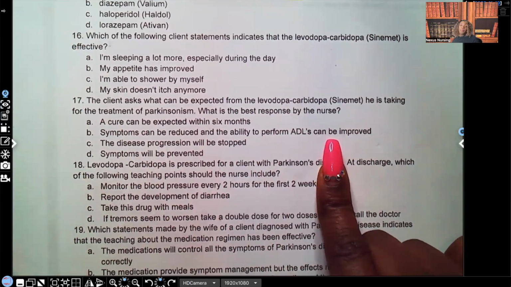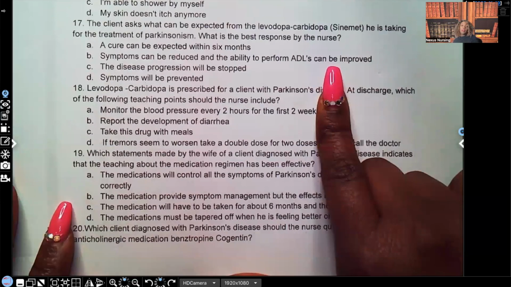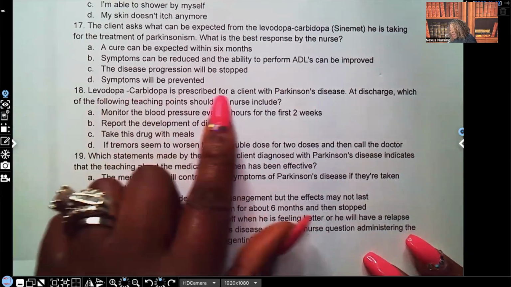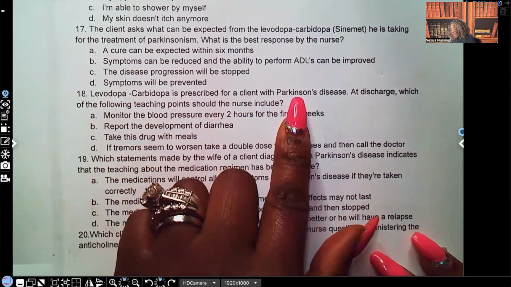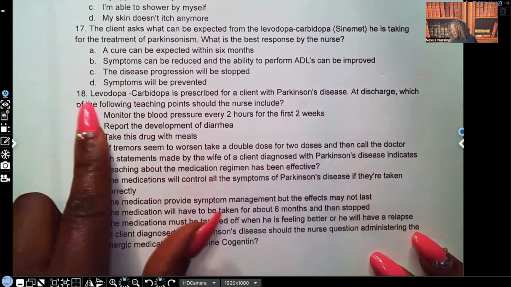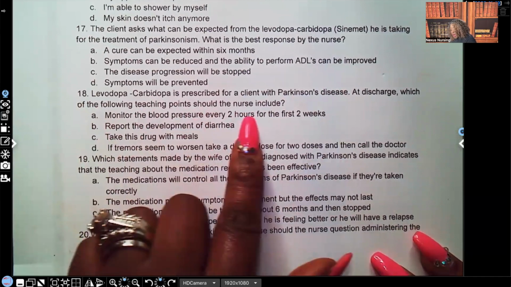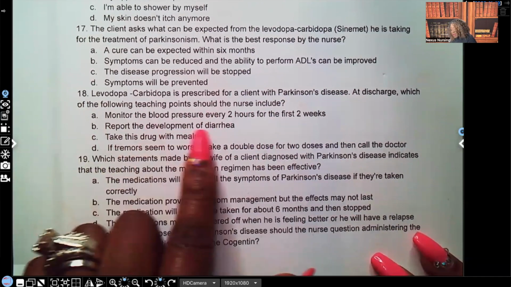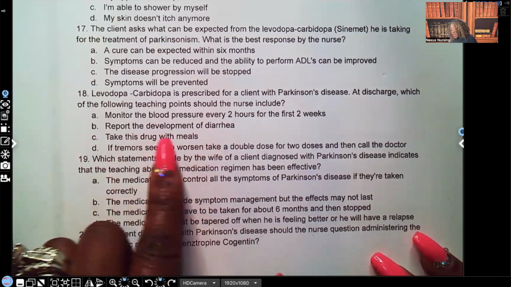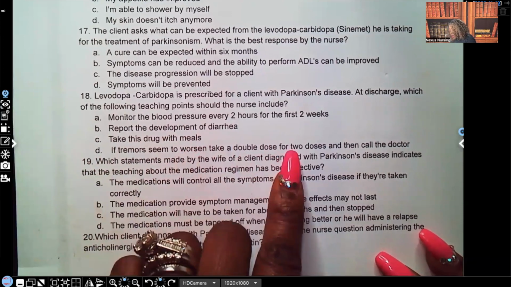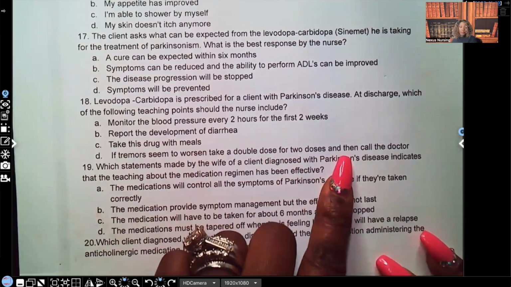Okay. Keep playing with these tests. Number 18. Levodopa carbidopa is prescribed for a client with Parkinson's disease. At discharge, which of the following teaching points should the nurse include? A, monitor blood pressure every 2 hours for the first 2 weeks. B, report development of diarrhea. C, take this drug with meals. Or D, if tremors seem to worsen, take a double dose for 2 doses and then call the doctor.